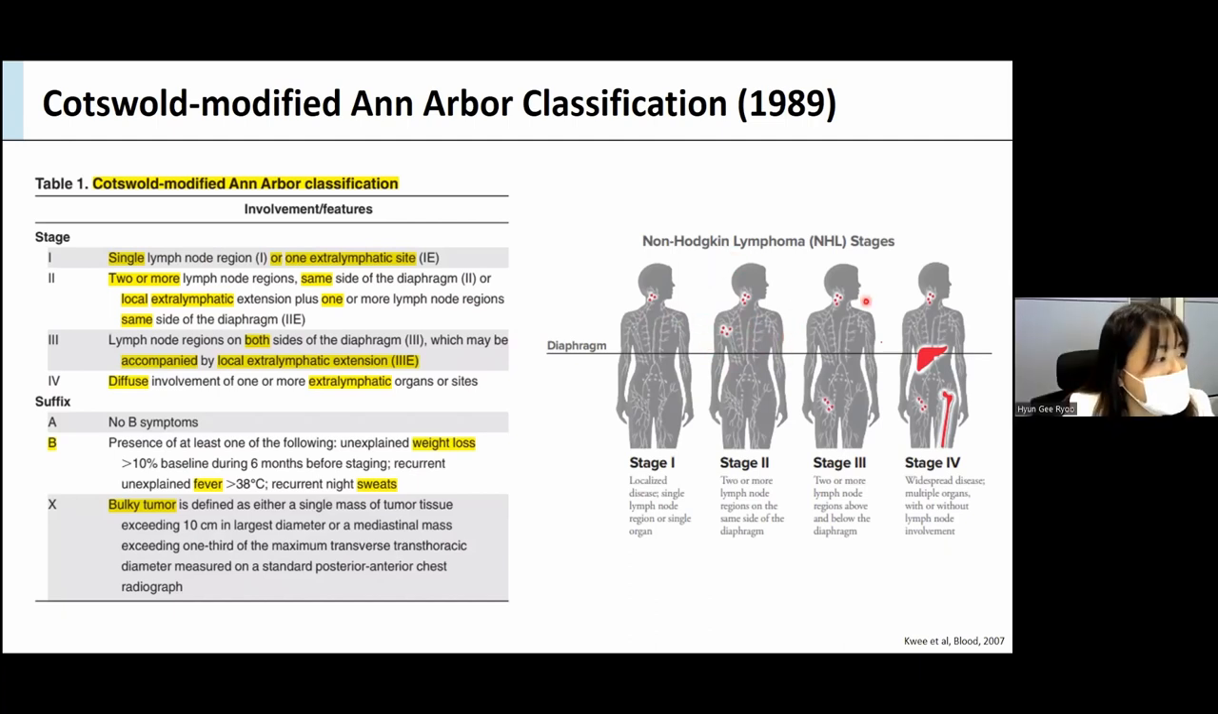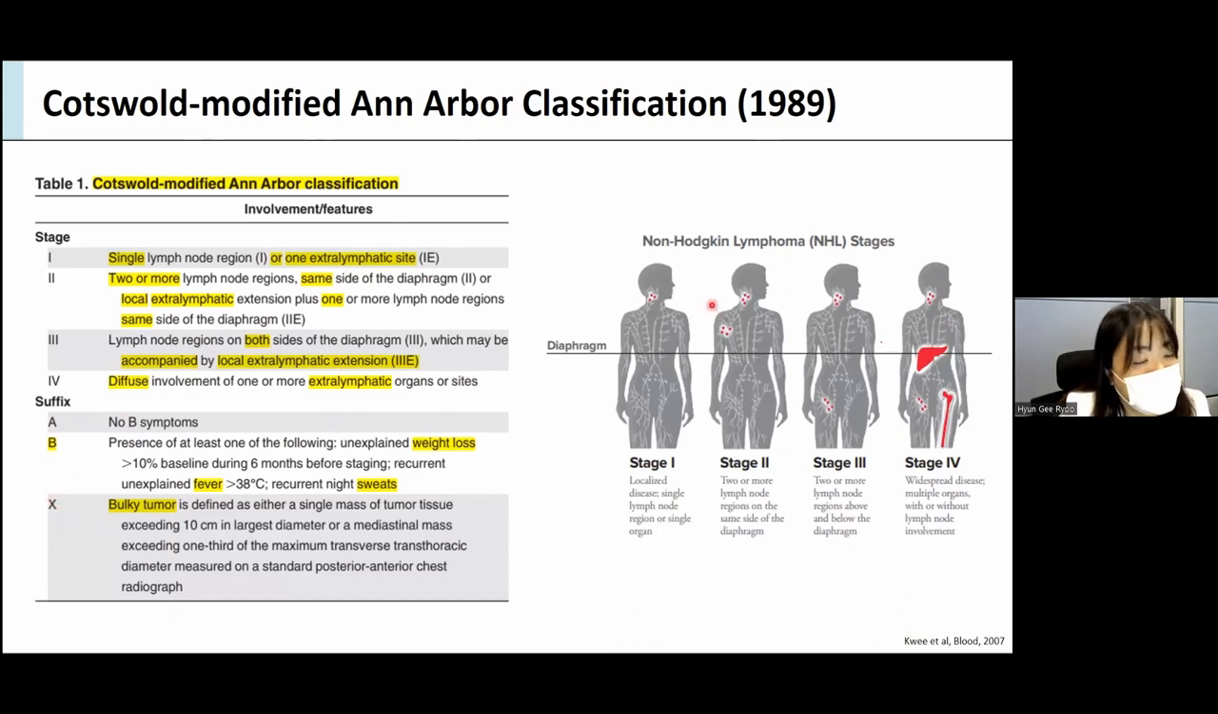But if there is lymph node involvement on both sides of the diaphragm, we can say it is stage three. And if there is extralymphatic organ involvement, it is stage four. And also in the Cotswold modified Ann Arbor classification system, they use a suffix. If there is no B symptom, they use the suffix A. And if there is a B symptom like weight loss or fever or sweats, they use the suffix B. And if there is a bulky tumor, they use the suffix X.